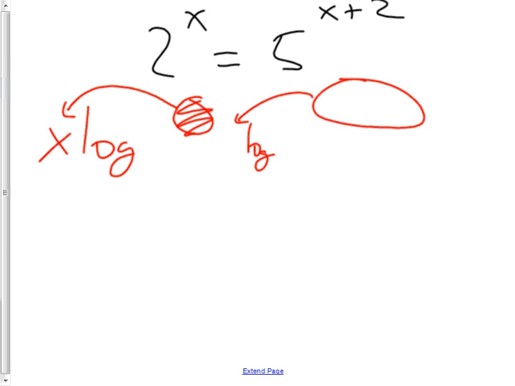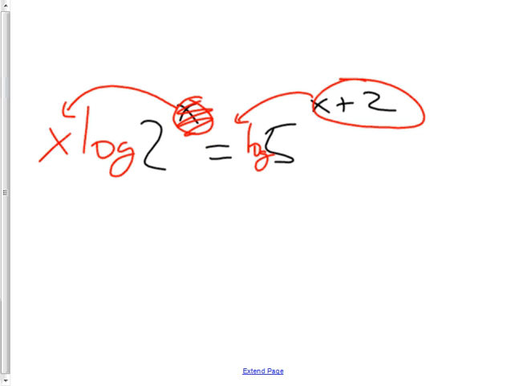Okay, but you can also do the log on both sides thing, which is what we were doing right here. So let's do that. Final answer, x log 2, notice I'm not saying the base, is equal to log 5. No, wait, I gotta put the x plus 2 in front of it. Put it in parentheses.